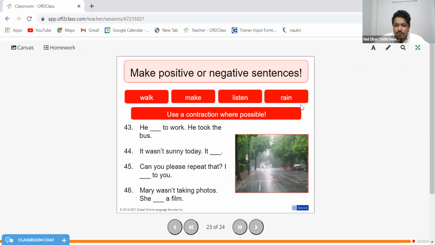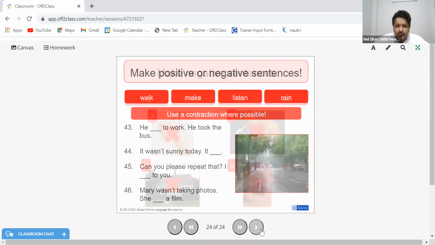We use this word from the top. 45, can you please repeat that? I wasn't listening to you. Mary wasn't taking photos, she was making a film.